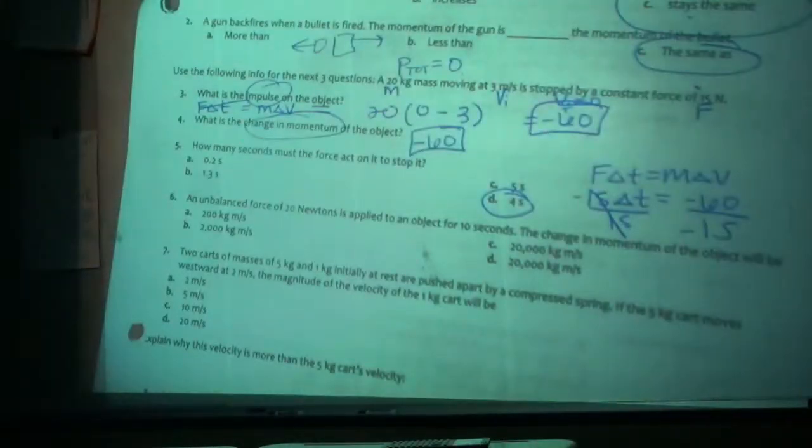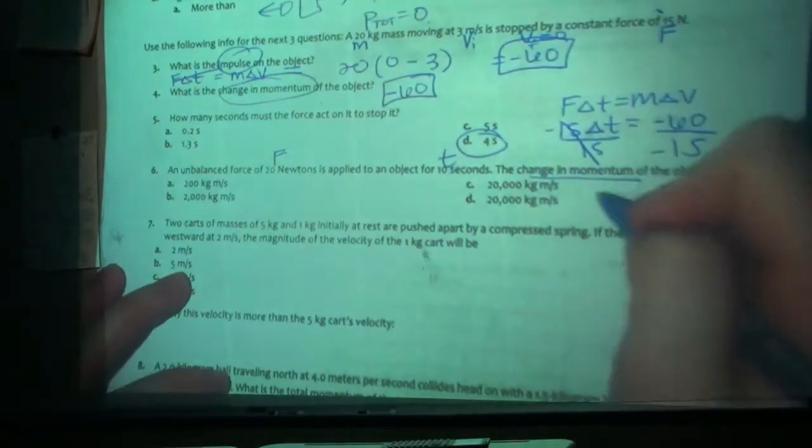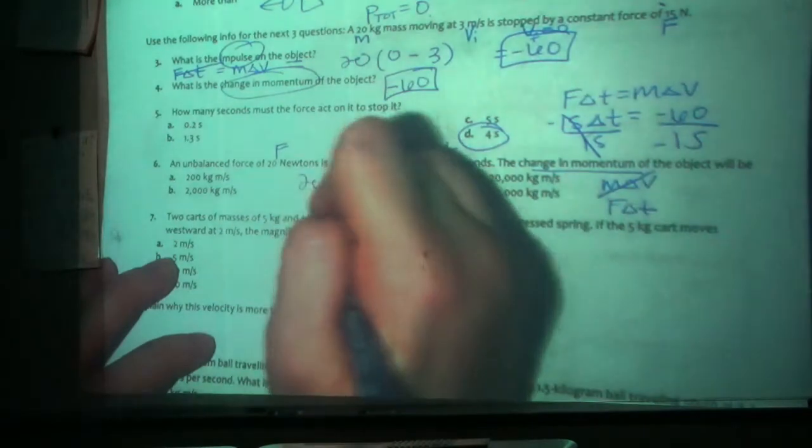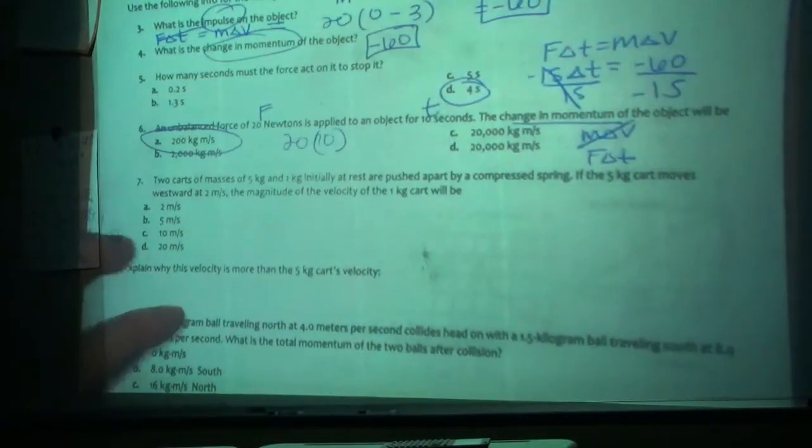Number 6, we've got an unbalanced force of 20 newtons applied to an object for 10 seconds. The change in momentum, well, change in momentum is M delta V. Don't have either one of those, but it's equal to F delta T, so you can just do 20 times 10 seconds and get the change in momentum is 200.